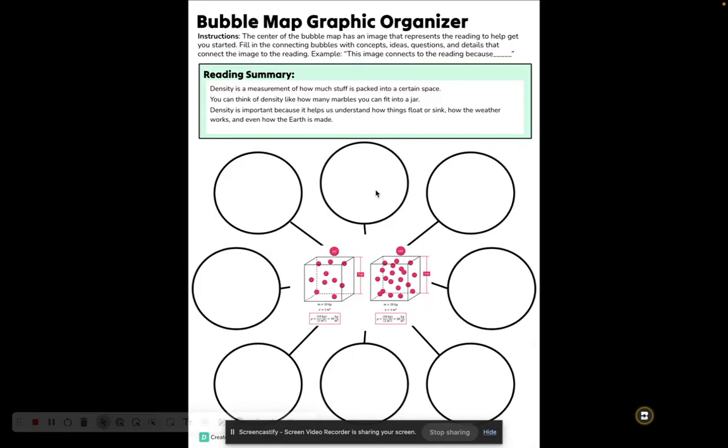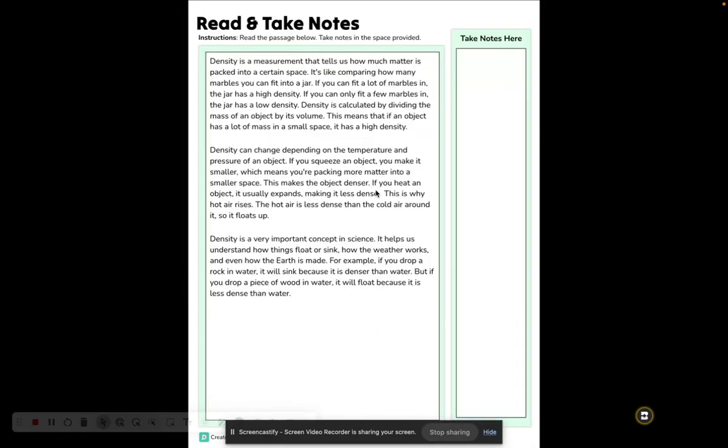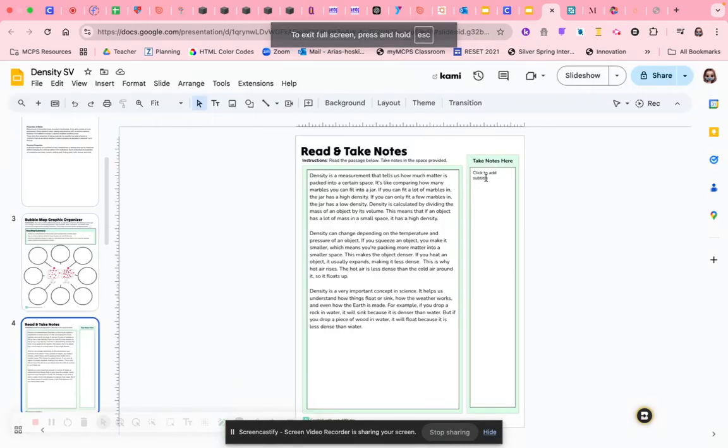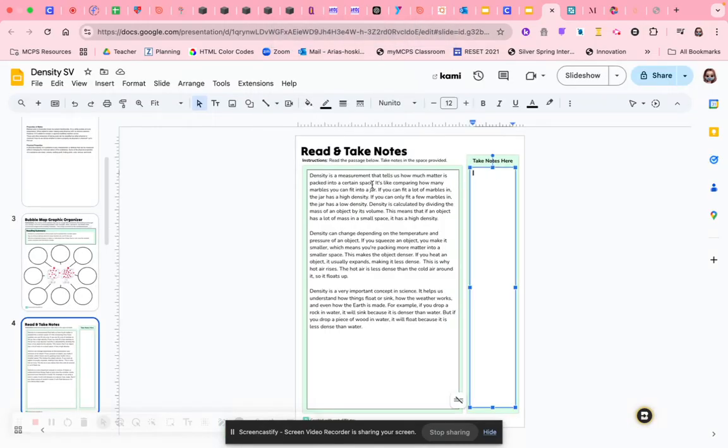And then before you start like crazy filling up the bubbles, you're going to read this part right here. And I'll help you with the first part. There are 3 paragraphs, okay? If you look in the first paragraph, it says density is a measurement that tells us how much matter is packed into a certain space. It's like comparing how many marbles you can fit into a jar. If you can fit a lot of marbles in, the jar has a high density. If you can only fit a few marbles in, the jar has a low density.